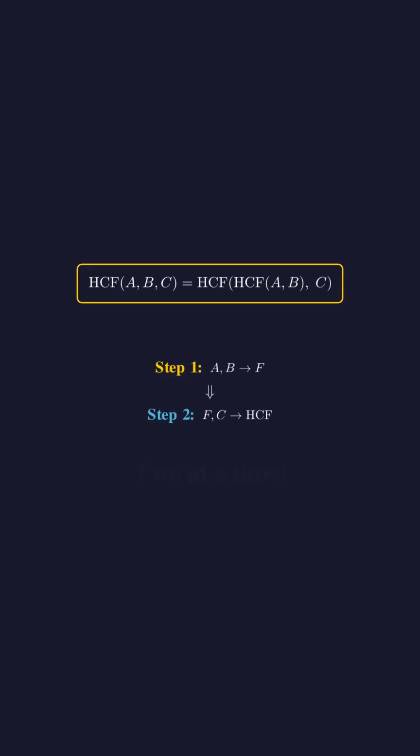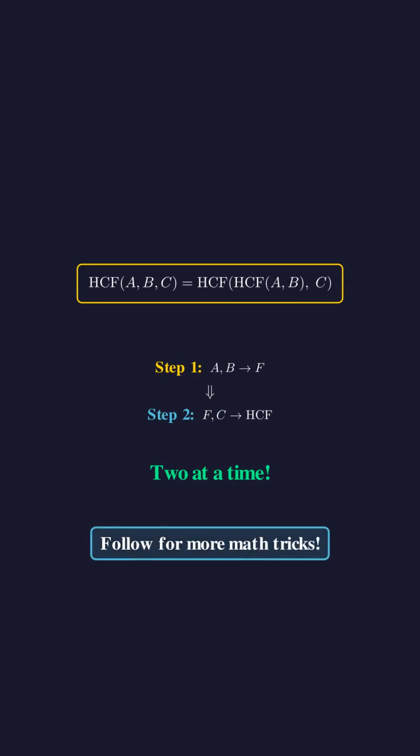Remember, HCF of 3 expressions? Just do it in pairs. HCF of A and B first, then that result with C. Two at a time. That's the whole trick.